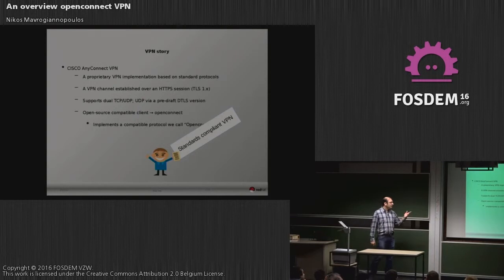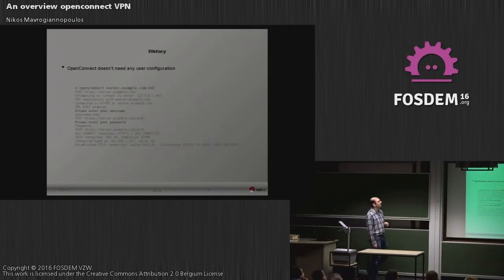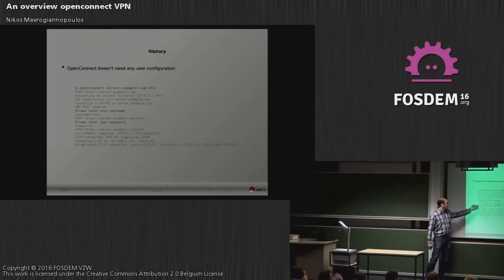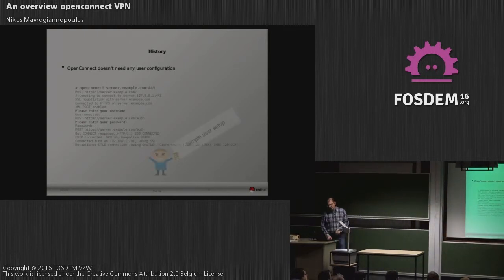Okay, that was the moment I realized that we had a standards compliant VPN, and I started to remember my old project. I tried to use OpenConnect, the client, and let's say the command line client works like that. You write openconnect and the server you want to connect to, you get asked your username, you enter it, you get asked your password, you enter it, and you're connected. That was all. So that was also the moment I realized we had a very simple user setup client. Okay, it was command line, but today we have network manager plugins, we have Windows clients based on OpenConnect, we have an Android client, and it's pretty much all the same.